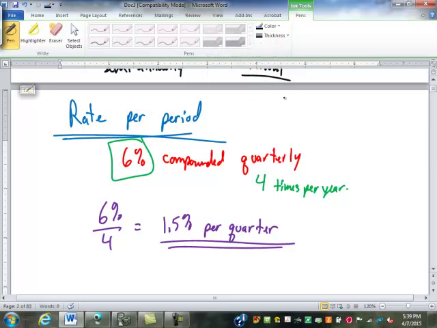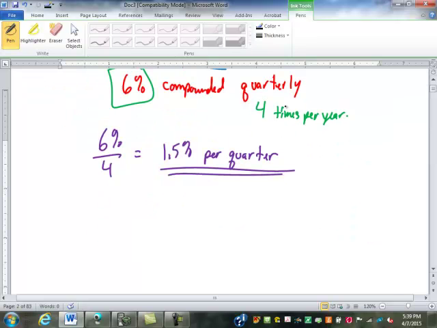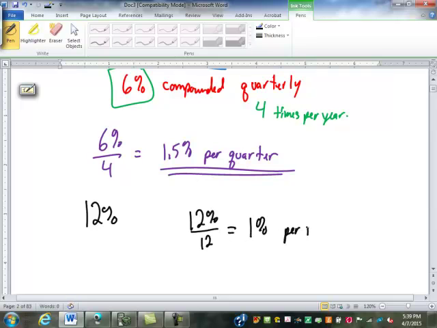This is why most of your doctor's offices and stuff like that charge 12% interest on any unpaid balance. Why do they do that? Well, how often do they bill you? Monthly. 12% annual interest comes out to be 12% divided by 12, because there's 12 months in a year, or 1% per month. So it's pretty simple for them to figure out.